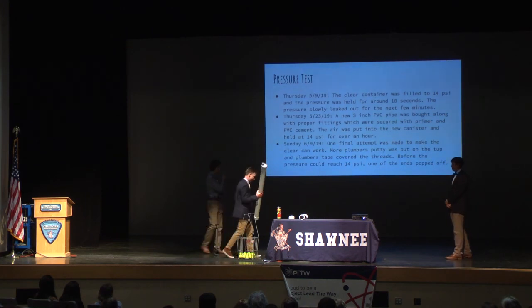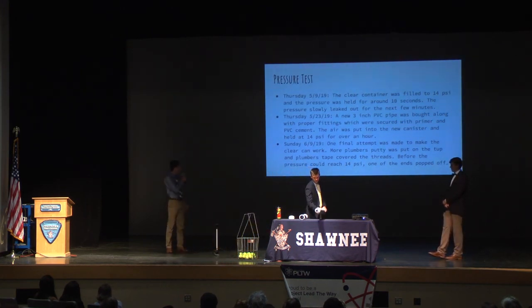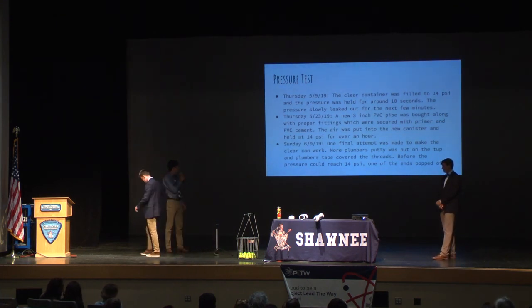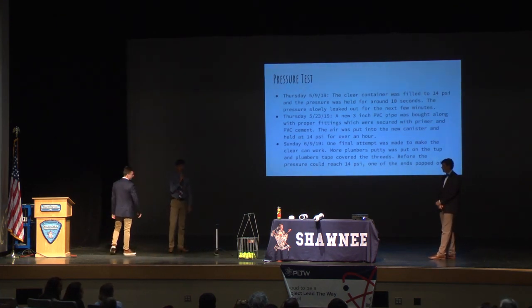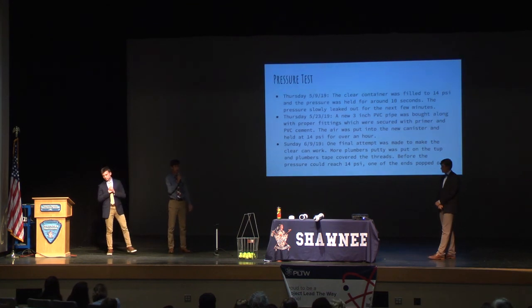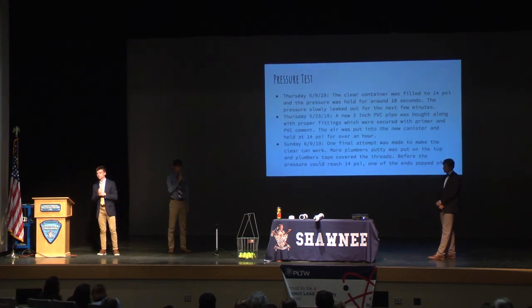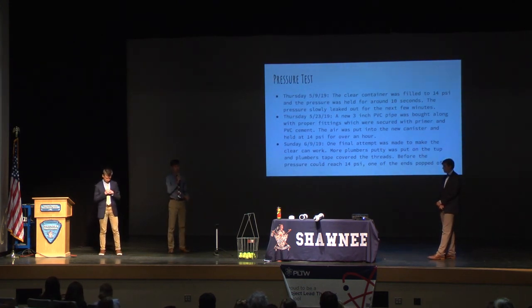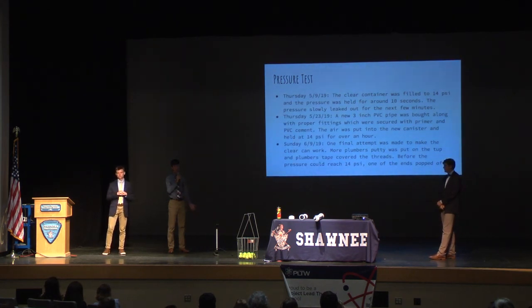So the first test we conducted was the pressure test, and this was using the clear container because that was our first model with the polycarbonate tube. This is where we filled it to 14 PSI, and this is just our first test. The air leaked out in about 10 seconds. It really didn't hold it. But this is because we weren't able to use PVC on PVC with just primer, which would actually bond the PVC together and break it down and make it one. So instead we used epoxy putty, which we didn't use very well, and it left cracks, so the air escaped.